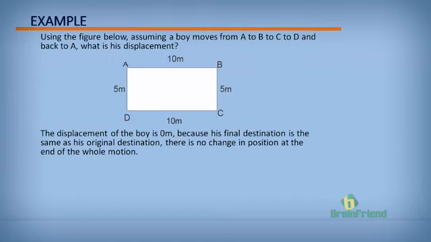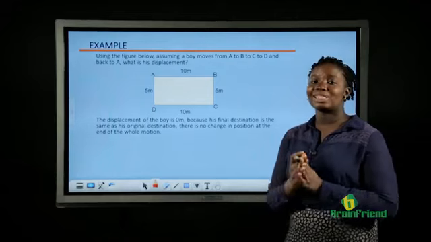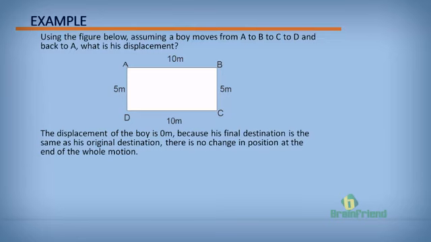Now, some few examples to illustrate this. We are going to be using exactly the same examples we used for distance to illustrate displacement. From this example, a boy moves from A to B to C to D and back to A. What is his displacement? We said displacement is the shortest distance between the origin and the destination. He moves from A to B, B to C, C to D, and then D to A.